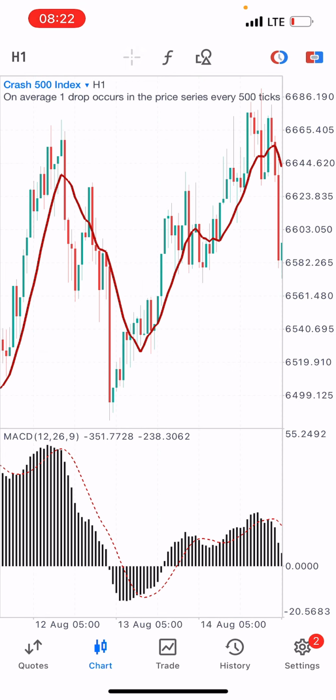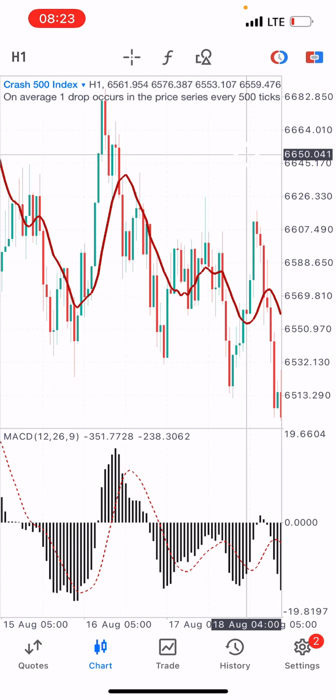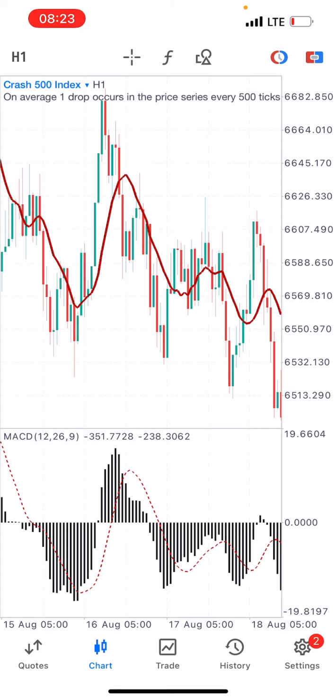Look at moves. You will win more with this strategy than you lose. There is no 100% strategy. Everybody knows that. But a good strategy is one that has higher wins than losses. So that's it. This strategy is very good, guys. As you can see, it works on Crash and Boom, works on VIX 75, works on Step Index.